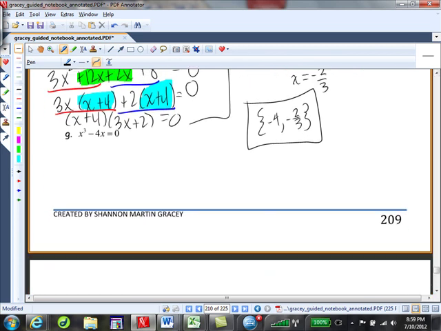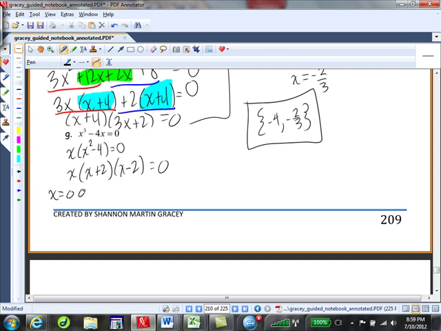Here we go. X cubed minus 4x is 0. Factoring, we get x times x squared minus 4 is 0. We're not fully factored. Be careful. You've got a difference of squares. So you'll get x plus 2 times x minus 2. It's all equal to 0.